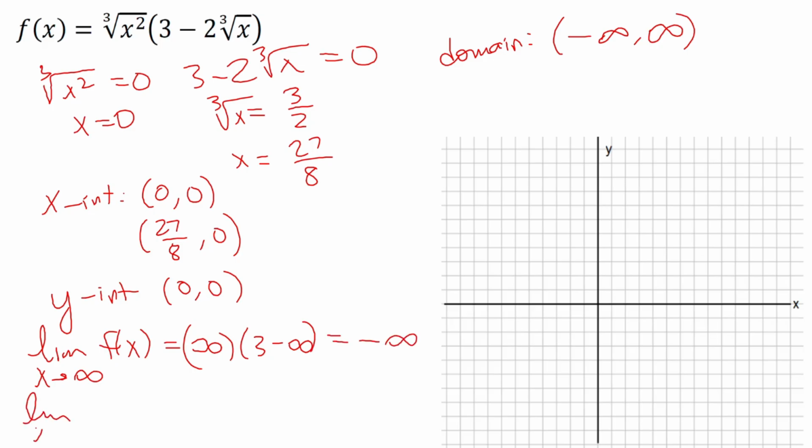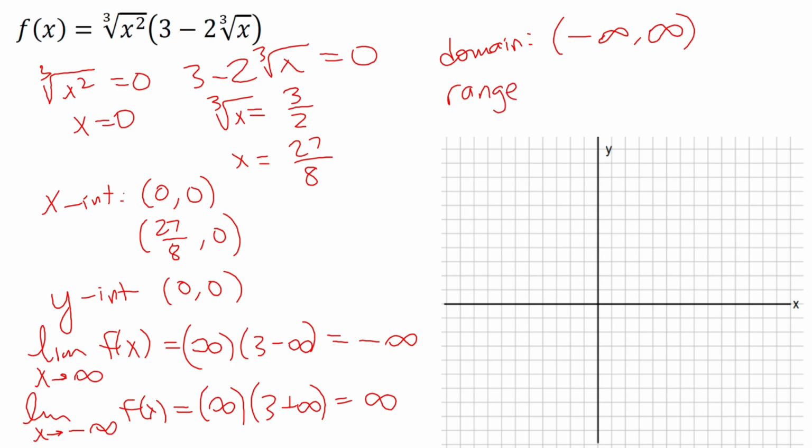And then we do a limit as x approaches negative infinity of f of x, which gives us, again, an infinity, because negative infinity squared is positive infinity, and if we cube root it, it's still positive infinity, times 3 plus infinity, which is infinity. So our range, we're going all the way down to negative infinity, all the way up to positive infinity. Our range is negative infinity to infinity. We knew there was no slant asymptotes. We knew there were no vertical asymptotes. These two limits tell us that there are no horizontal asymptotes, so we will just state that there are no asymptotes at all for this function.